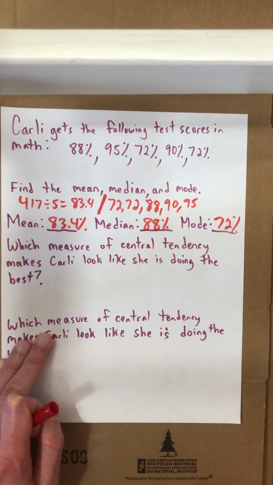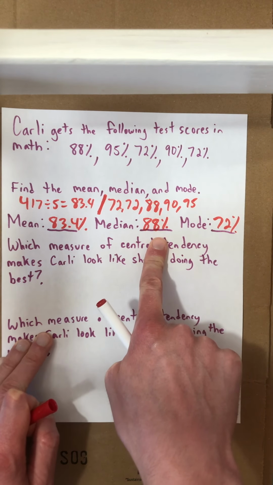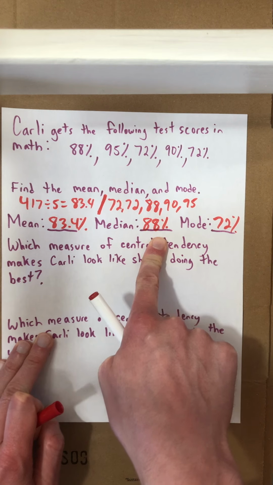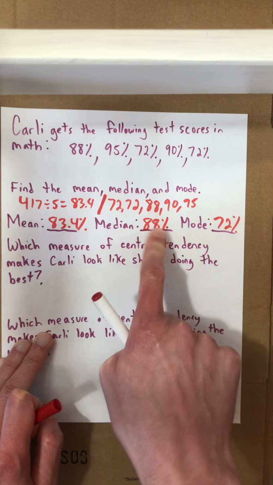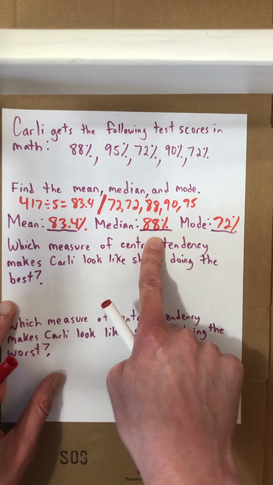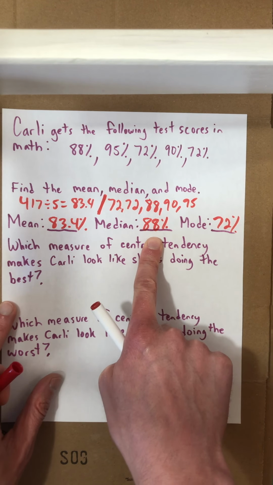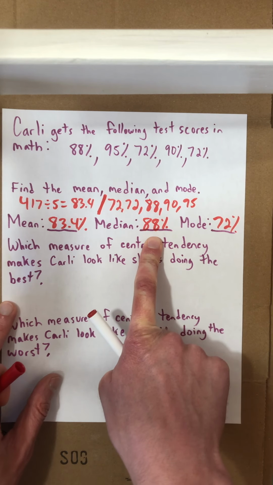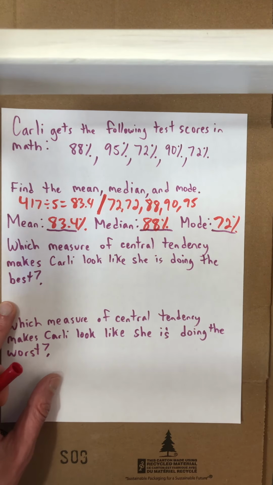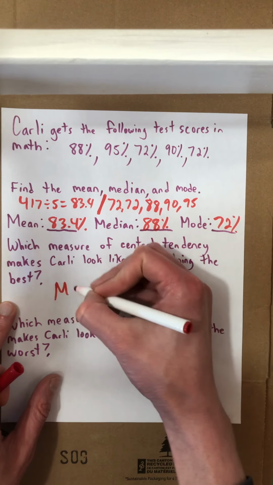Which of these measures of central tendency makes Carly look like she is doing the best? Well, if you had to choose between these three, the median is the one that in this case would make her look best. 88% obviously is the highest of these three. If she was trying to brag to someone and say that she's really good at math, she would say my median test mark is 88%. So the median would be the one that she would want to use to make her look like she's doing really, really well.